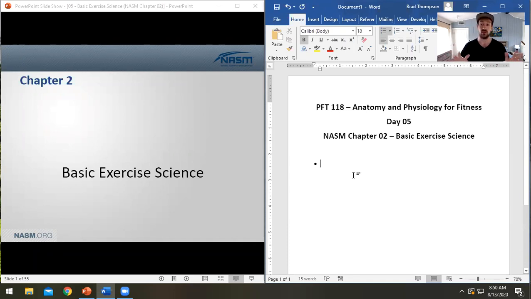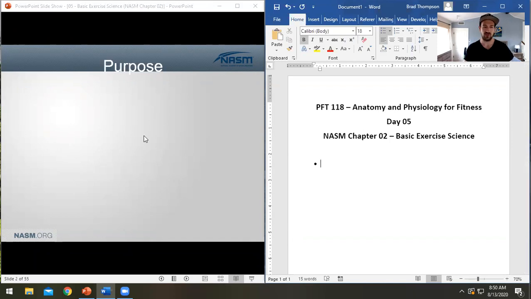So this is the chapter 2 that's in your textbook. And this is basically where we go over the whole kinetic chain. And the kinetic chain is going to be the muscular system, skeletal system, and nervous system. And there's just a little tacked on endocrine system paragraph at the end. So just a very, very small bit.